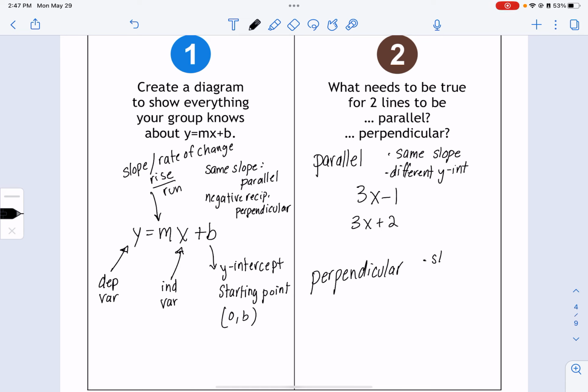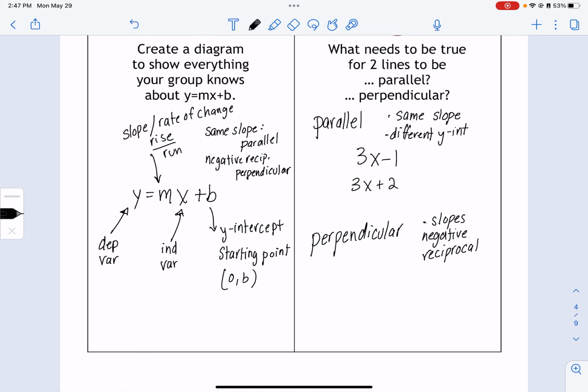With perpendicular lines, the slopes must be negative reciprocals. That is a big fancy math word for you change the sign and you flip the fraction. So in other words, if you have a line, 2x plus 1, we're going to flip 2 into a half and make it negative. And then any y-intercept will do. These two lines are going to be perpendicular.